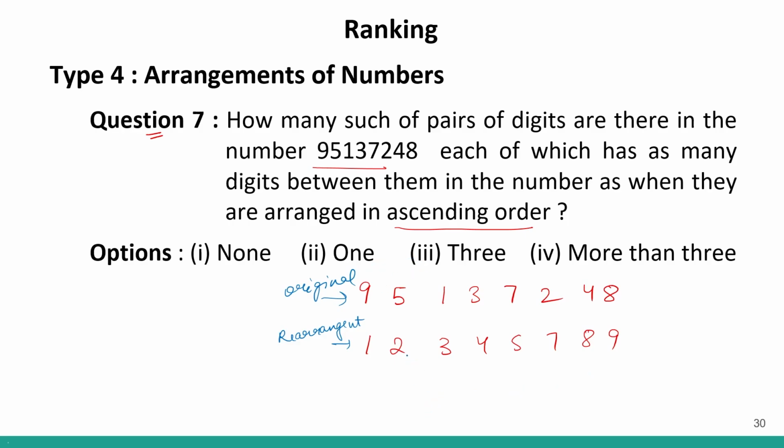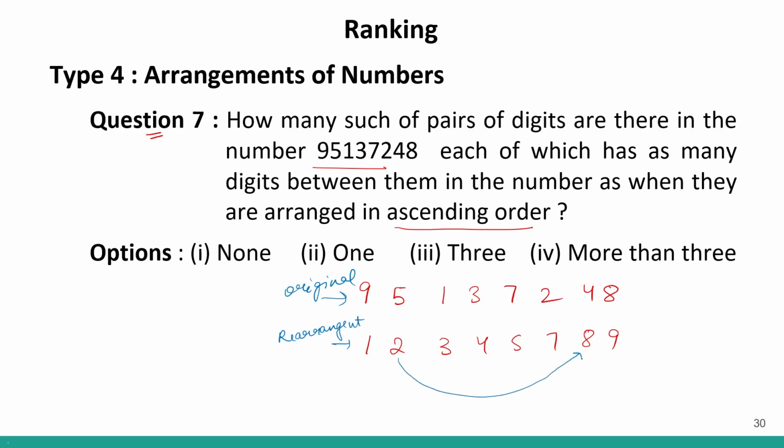Now let us move on to the next number, which is 2. So 2, 3, no digit. And over here between 2 and 3, we had 1 digit. So not the same. 2, 4, 1 digit. And over here we had no digits, so not the same. 2, 5, 2 digits. 2, 5, 3 digits, so not the same. 2, 7, 1, 2, 3 digits, and over here we had no digit, so not the same.